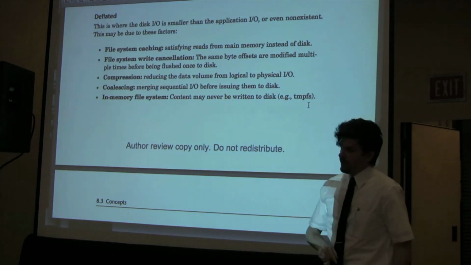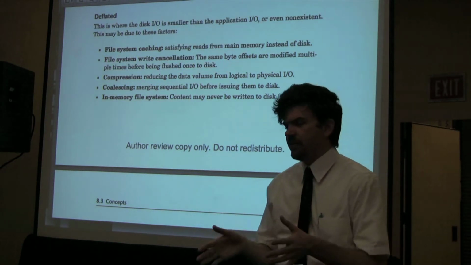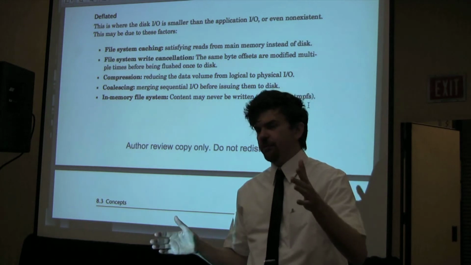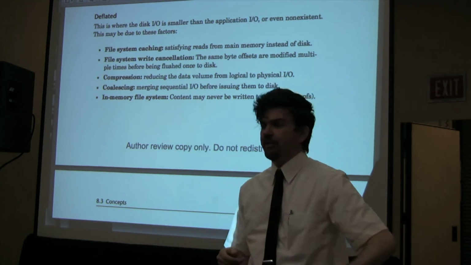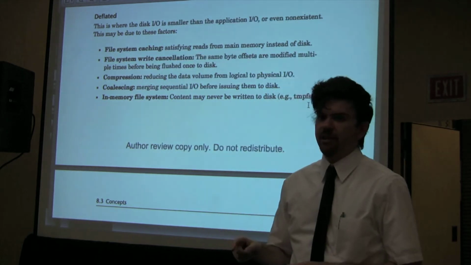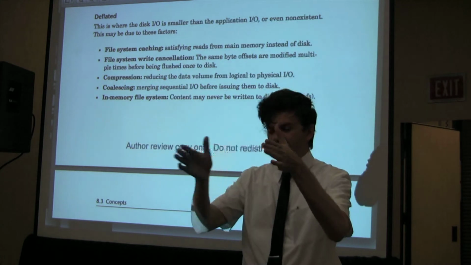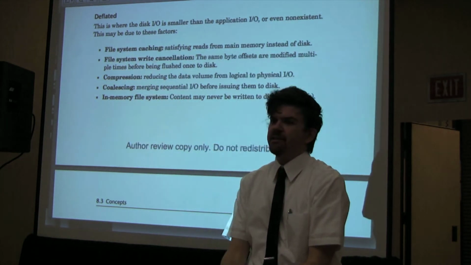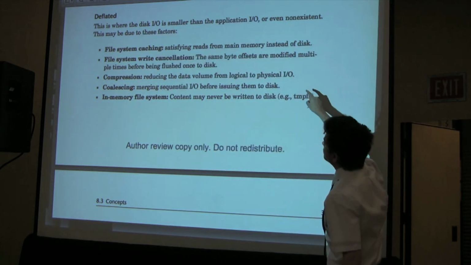File system write cancellation. File systems typically by default will not write synchronously to disk. They will buffer writes for a period of time. And so if you overwrite the same block twice before it has flushed it to disk, it will cancel the earlier write because it just doesn't need to. And so that's where you can have multiple writes at the application level, but at disk there are fewer. So that will cause an IOPS delta.